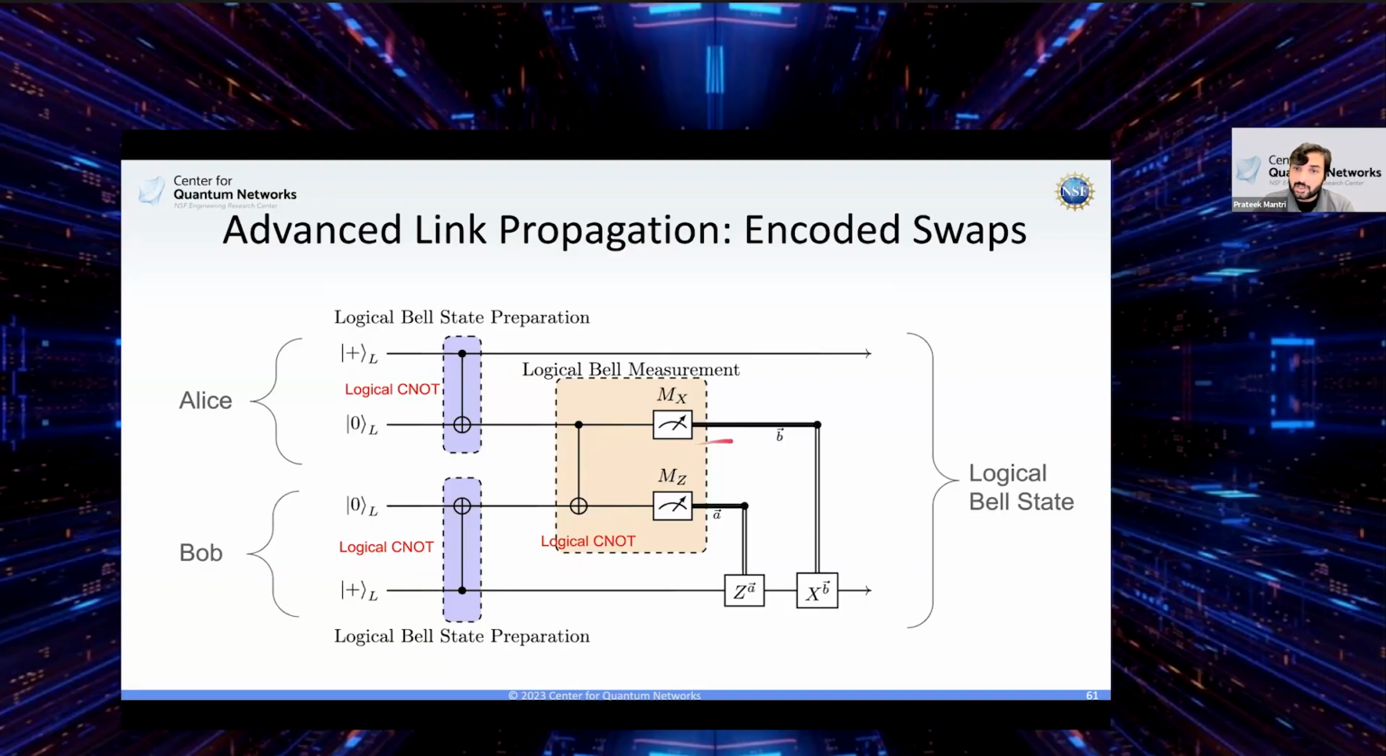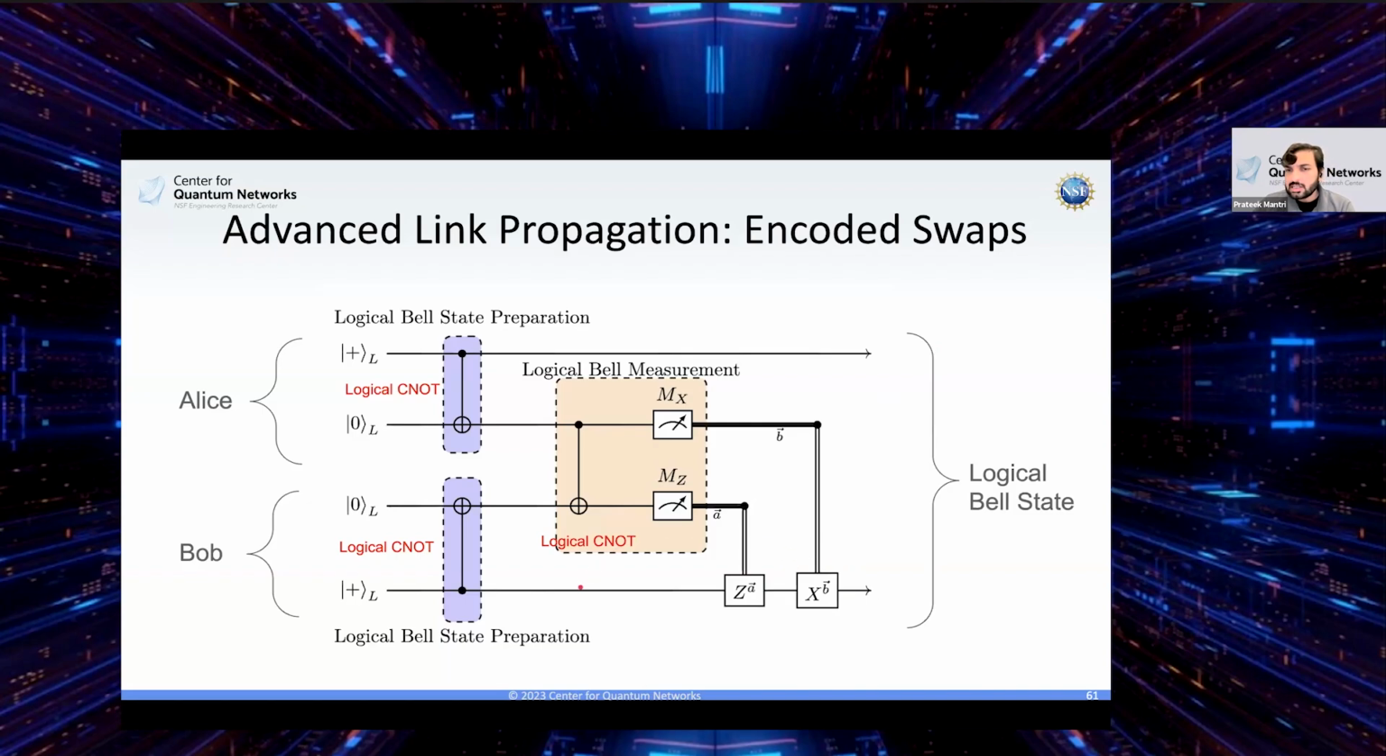The results of these measurements would now be strings. So instead of just zeros and ones that we were getting earlier, now we would get a string of these values, which we send to Bob to apply some logical X and Z operations on the state that Bob holds, effectively creating a logical Bell state between these two parties.